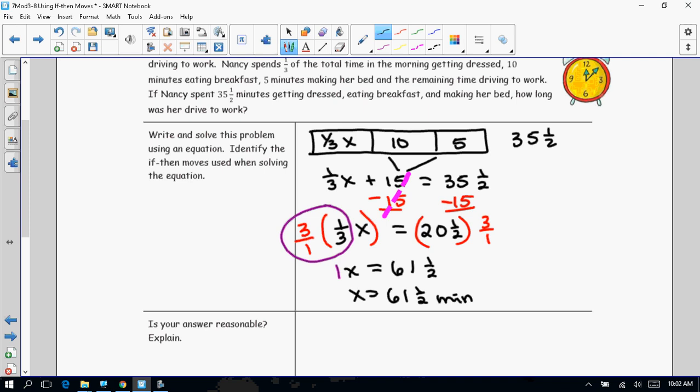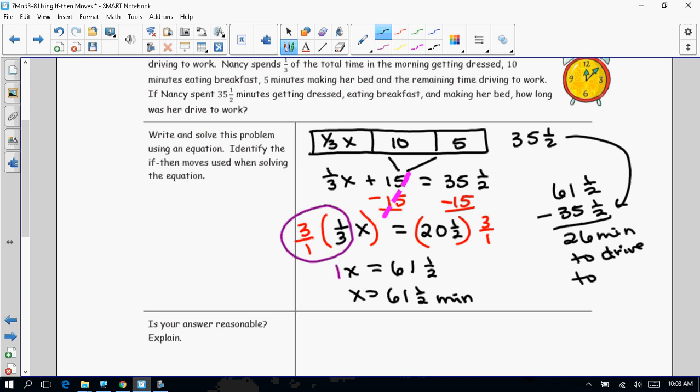Well, that's the x part of it, and we want to know how much is driving. So the whole time it takes for her to get ready is 61 and a half. That's including the driving. So let's take out the amount of time it takes to get ready. And when I do that, we find out it takes her 26 minutes to drive to work. Okay? Does it sound like it makes sense? Yeah, it makes sense to me.